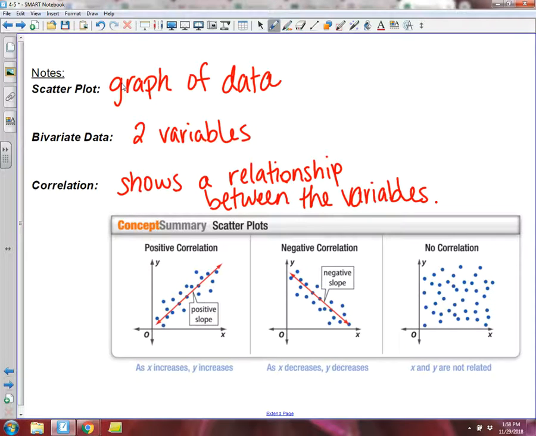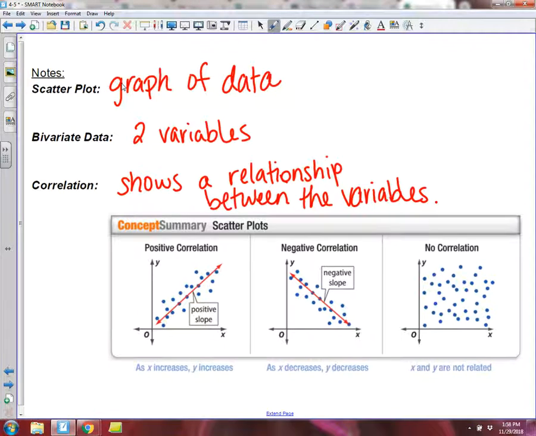Guys, how many choices do I have for correlation? Three. What's the first choice? Positive. Folks, if it's positive, what is it doing? It's going up. And notice I have this underneath here. So I want everybody to take a look here. It says that x increases. Folks, if x is increasing, which way am I going? To the right. So as I go to the right, as x increases, what do the y's do? They go up. They increase.